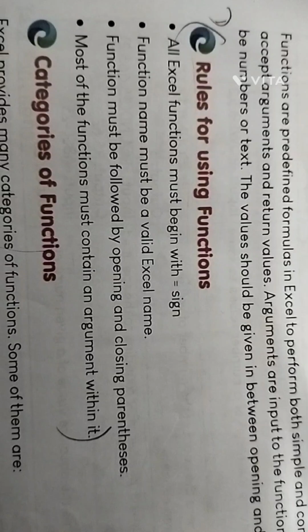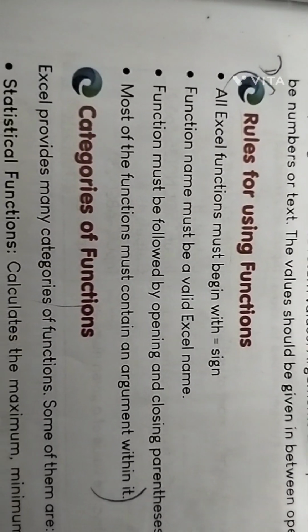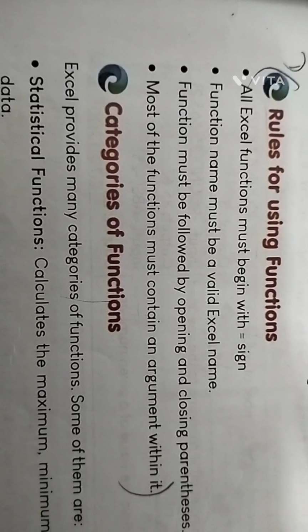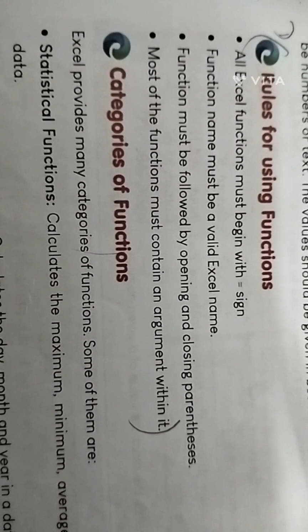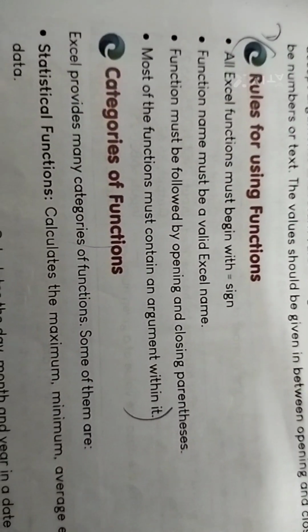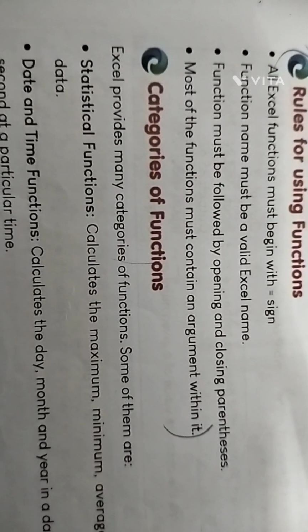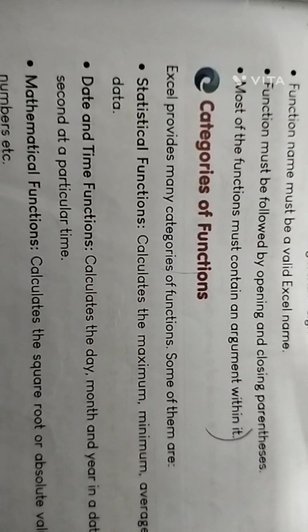Rules for using a function. All Excel functions must begin with an equal sign. Function name must be a valid Excel name. Function must be followed by opening and closing parentheses. Most of the functions must contain an argument with them.